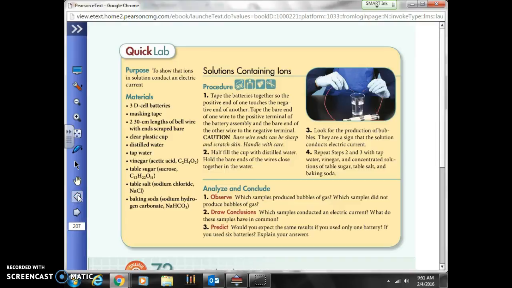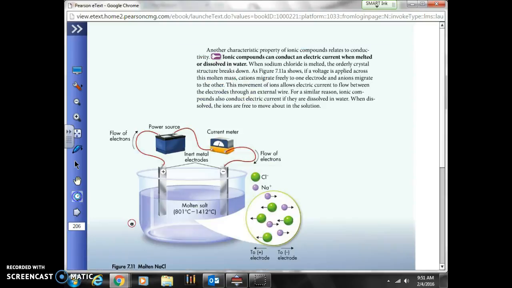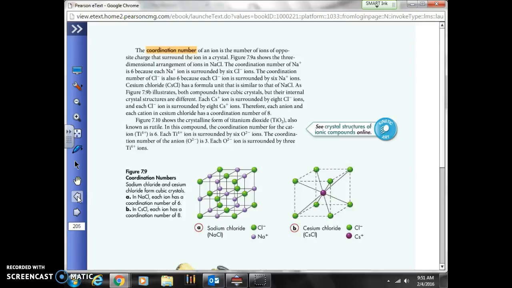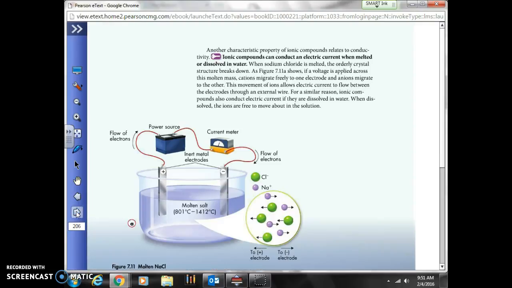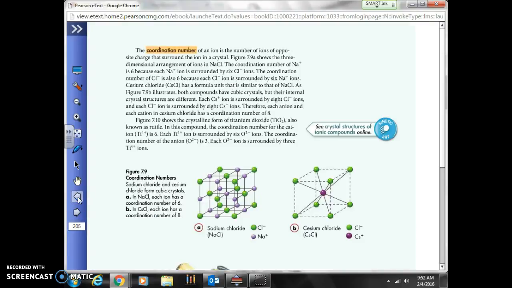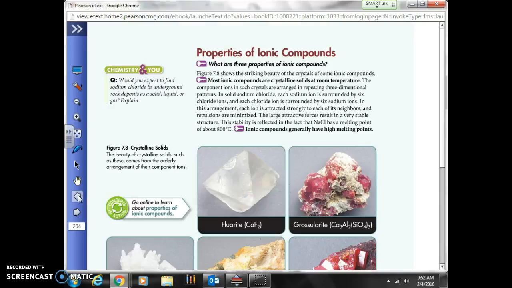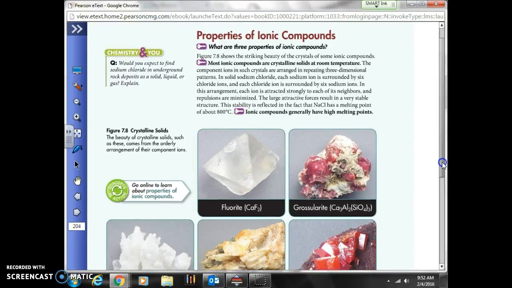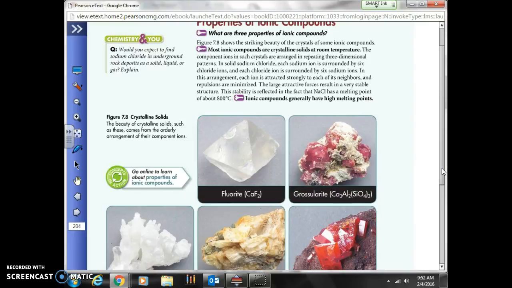So ionic compounds have three properties that we did not talk about yesterday. Three important properties. And this is on page 204 in your book. One, they are crystalline solids at room temperature. Ionic compounds are crystalline solids at room temperature. Think about sodium chloride, NaCl.